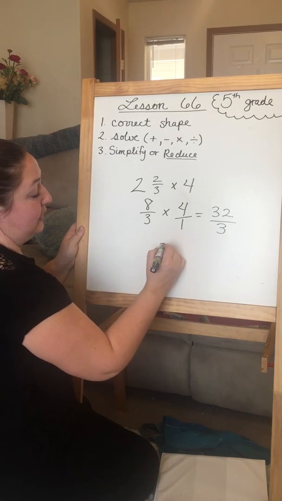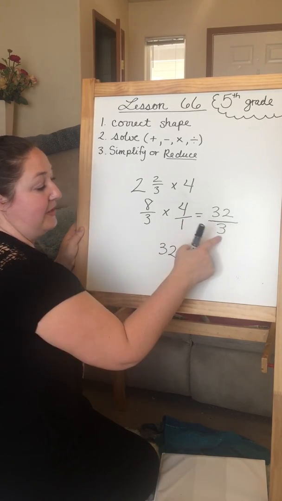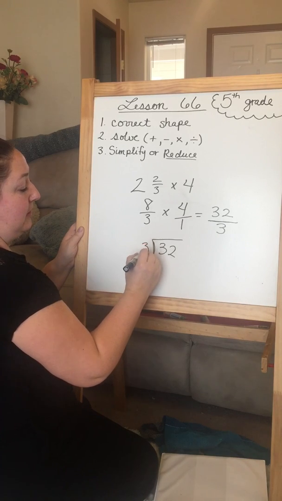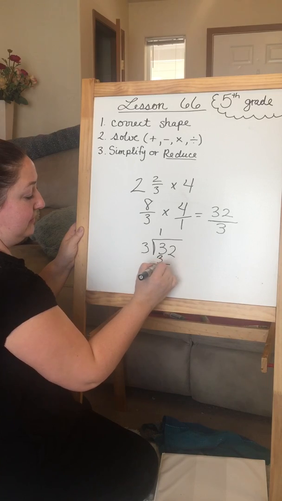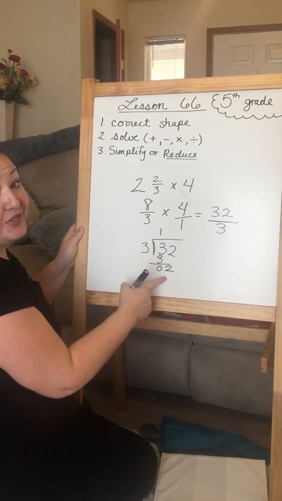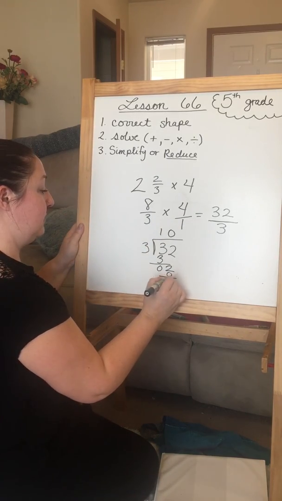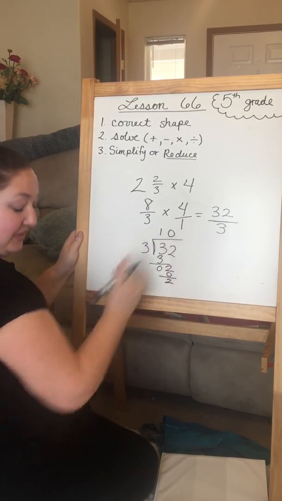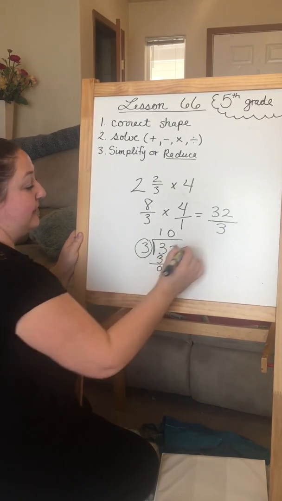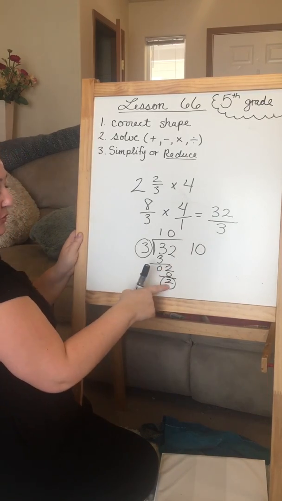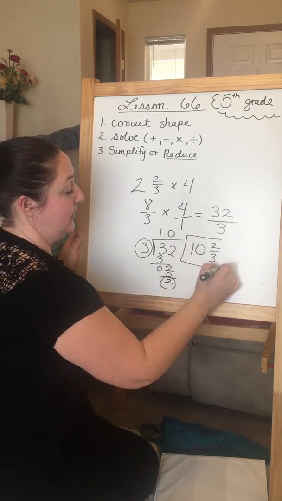This is a division sign, so 32 divided by 3. 3 goes into 3, 1 time, 3, 0, 2. 3 goes into 2, how many times? 0 times. 0, 2. So we have a leftover, 2/3. So it's 10 2/3. Okay? And that is how we did example 1.